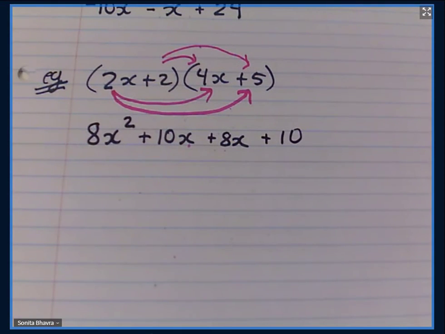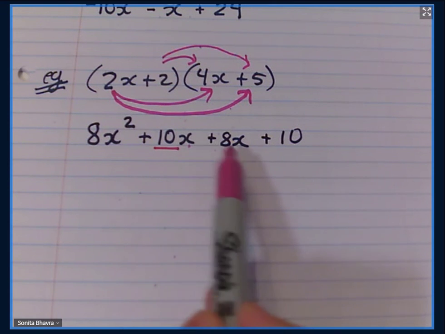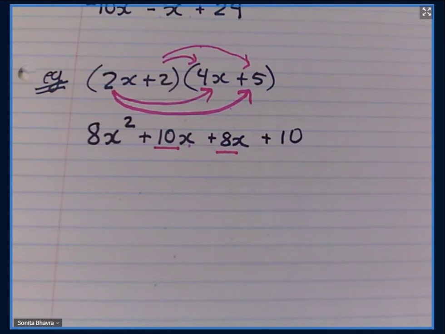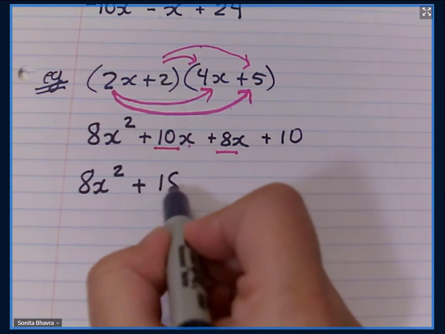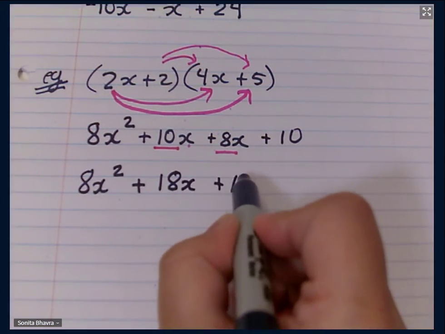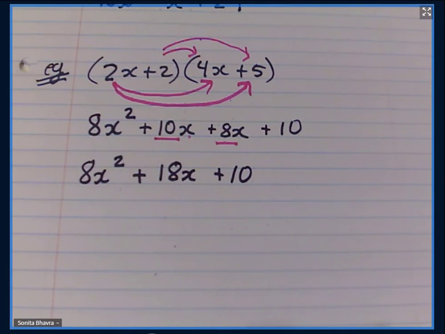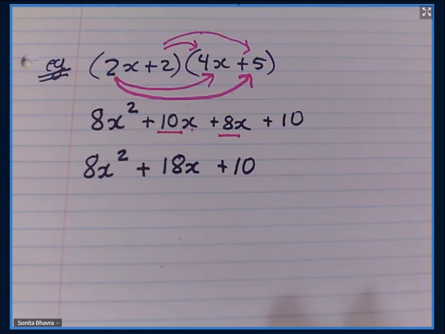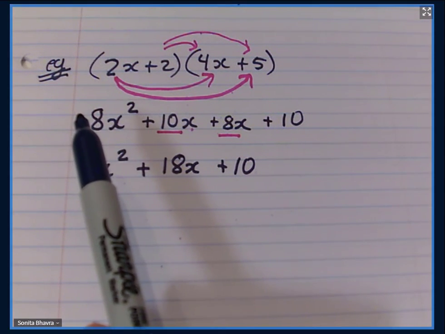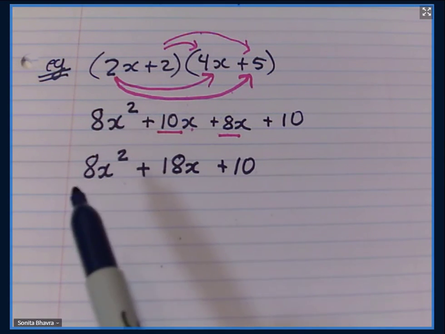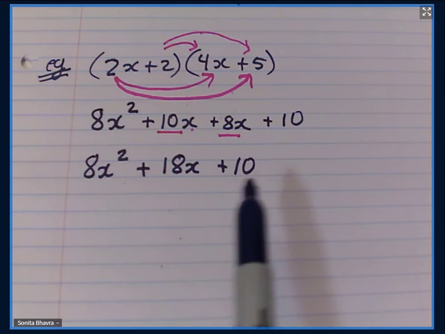All right, and then we always end up with these two in the middle that we can collect together. So 10x plus 8x, which will give me 18x. So 8x squared plus 18x plus 10. All right, so a question like this will be worth like 2 marks. Make sure you're showing enough work to get the 2 marks. Like make sure you're showing a step here to show that you've done the FOIL method, and then that you've collected your like terms and your final answer.